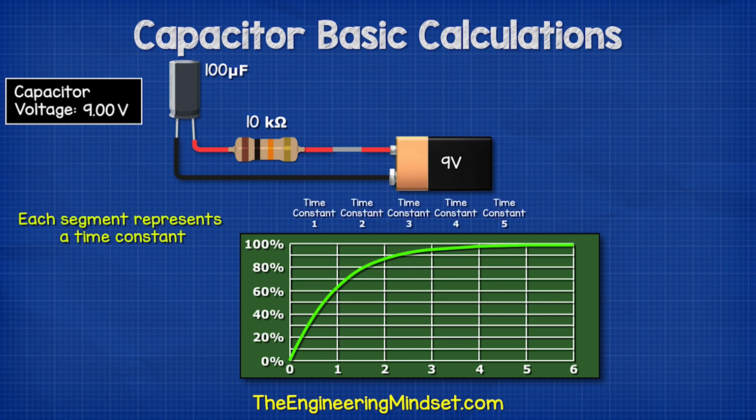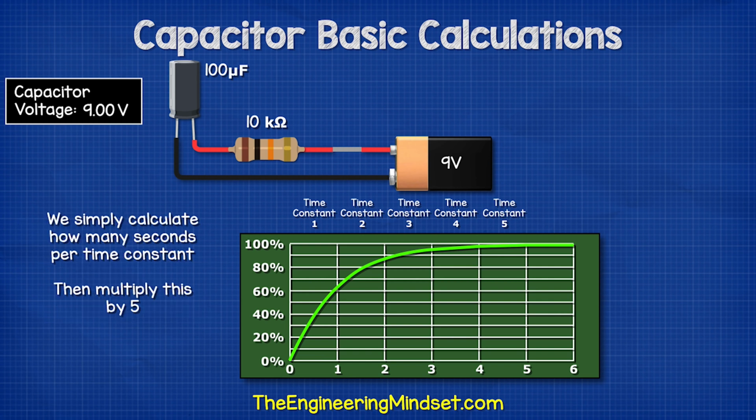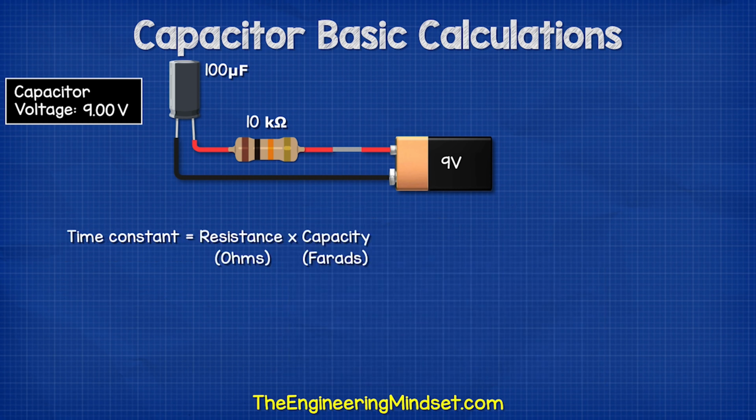Each segment represents something called a time constant. Therefore, as we have 5 segments, we have 5 time constants. So it will take 5 time constants to charge the capacitor from 0 to just under 100%. All we need to do is to calculate how long one time constant is, and then we multiply this by 5. To calculate the time constant, we use this formula.